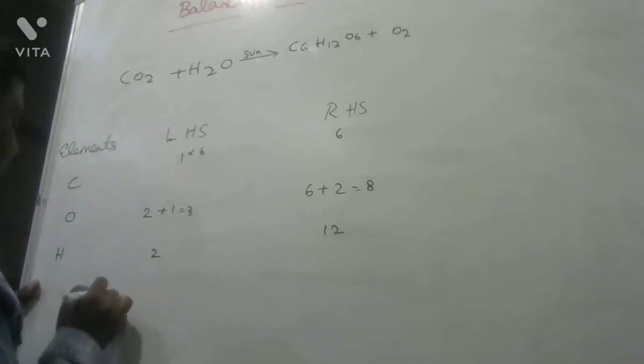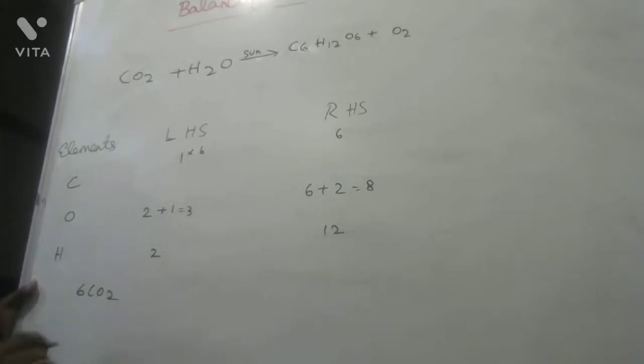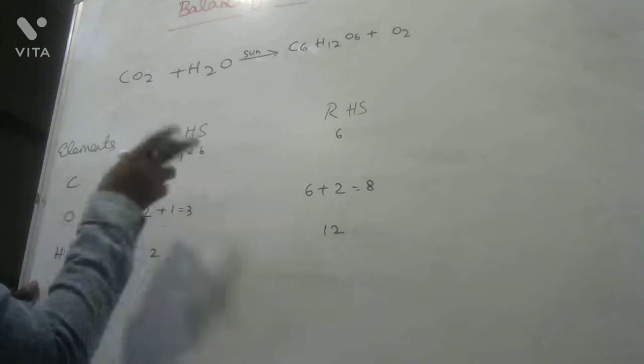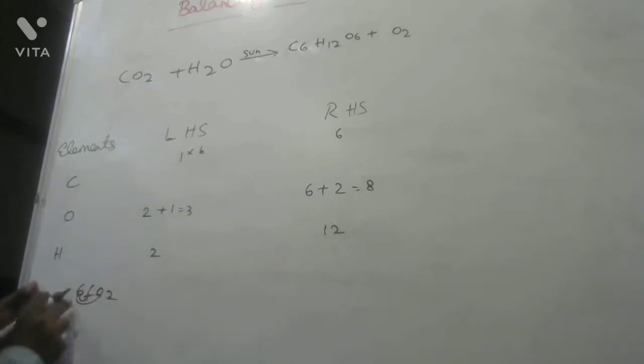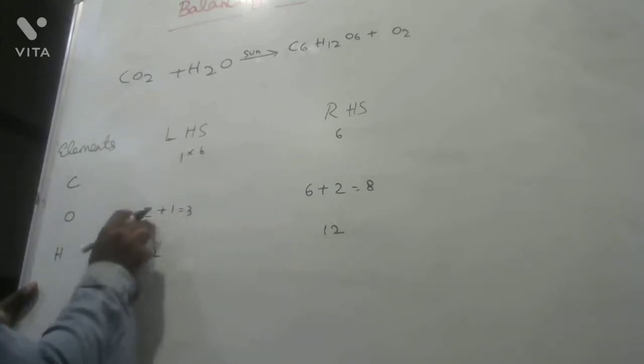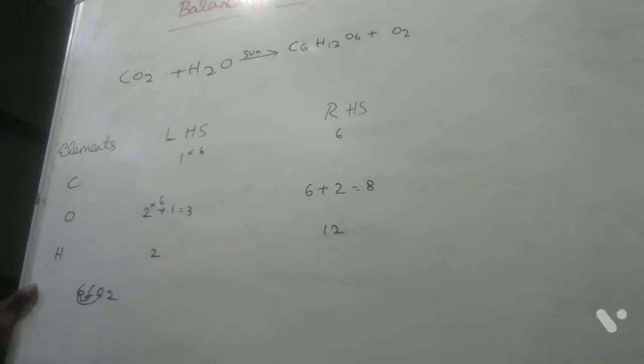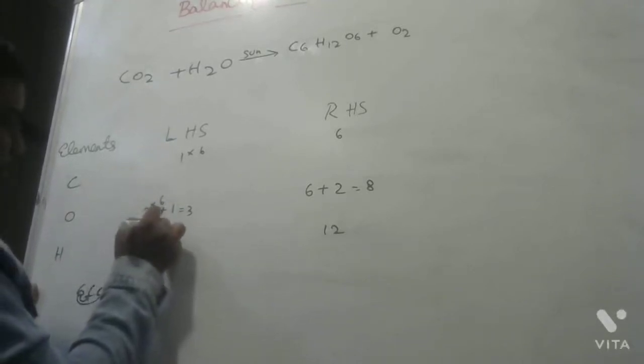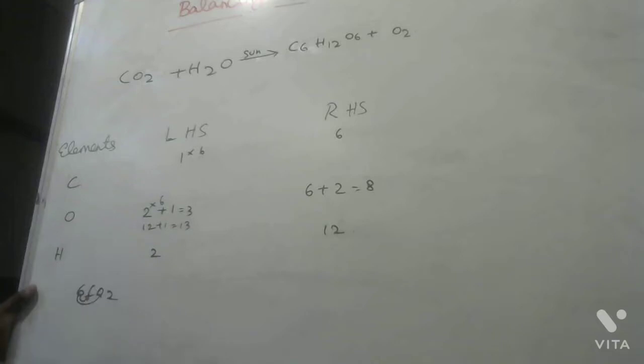So 6CO2. Yes, 6 into C is already done and then 6 into O2. 6 into O2 means for this 2 we need to multiply with 6. 2 sixes are 12 plus 1 is 13. Yes, next. Then let me check with hydrogen.